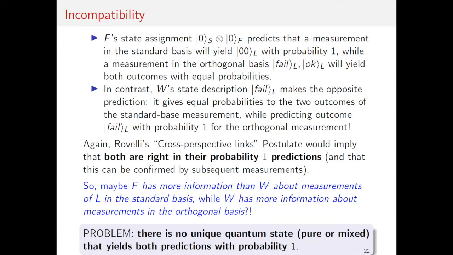Actually, Rovelli's postulate would imply that, indeed, with probability 1, as in the previous case, if we do the standard basis, we'll get exactly what the L says, 0, 0, great. But the same thing from the other perspective: if we do the measurement in the Bell basis, then because of Wigner's state, with probability 1 we'll get this. Now, there is no quantum state, mixed or pure, or any theory that says there is a system which, when you do a measurement in a standard basis, gives this with probability 1, and when you do it in the orthogonal basis, gives that with probability 1. There's no such thing. So this is incompatible.